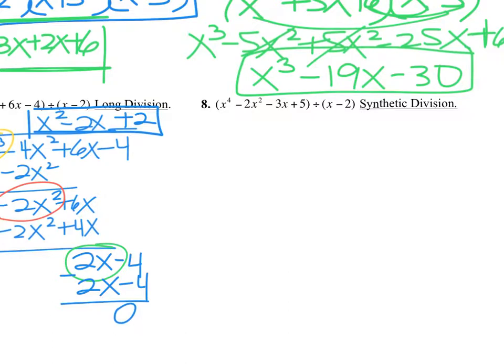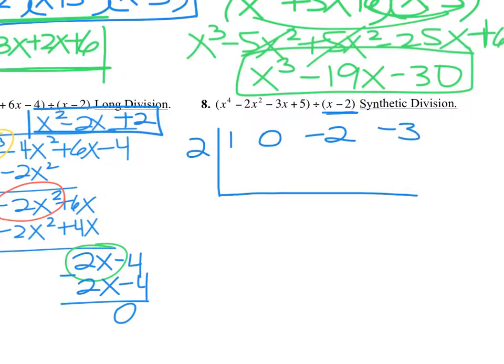So that brings us to this one over here. We're going to divide using synthetic division. So put a positive 2 out front and turn everything upside down. We have a 1x to the 4th, 0x cubed. So you take the opposite. So we're putting 2 over here. 1x to the 4th, 0x cubed, negative 2x squared, negative 3x, and 5.